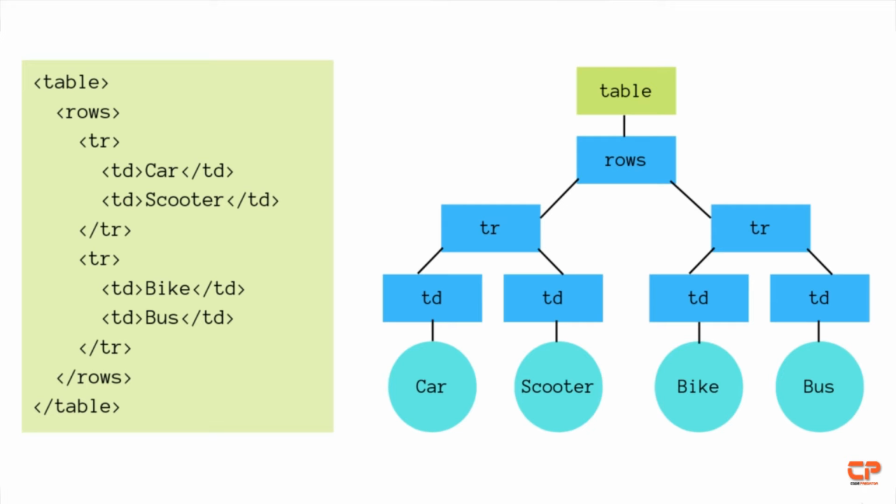Then the nodes with same parents are called siblings. So as you can see here, both the table row nodes are siblings because they have the same parent, which is rows node. Similarly, the first and second table column nodes are siblings because they have the same parent node, which is table row. So when we talk about same parent, we're talking about the immediate parent. All right, so that's all about this tree structure.